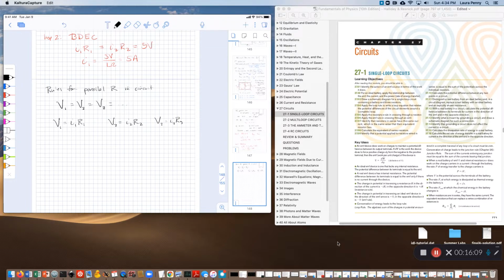What we can see is that the current that each gets, and again, they all have the same voltage, is based upon their resistance. And in fact, it's inversely proportional to their resistance. The more resistance a resistor has, the less current.